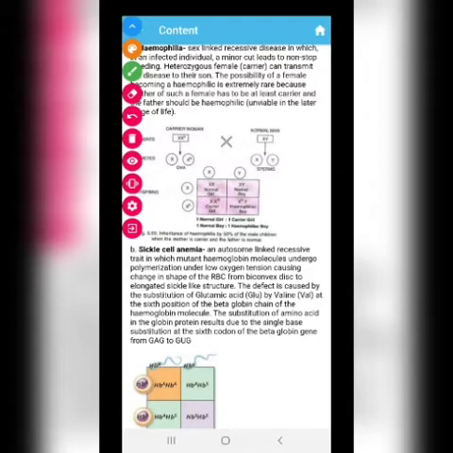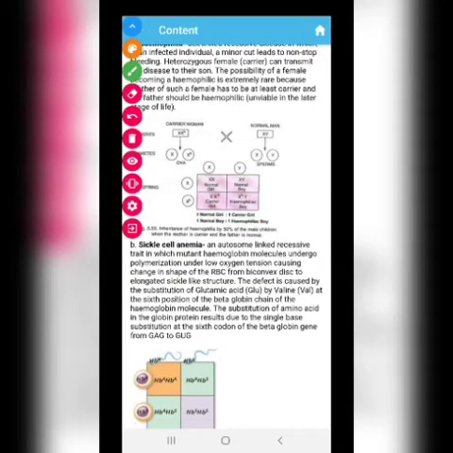One particular amino acid. You know that the protein hemoglobin is a kind of protein, and protein is made up of a chain of amino acids. So in the chain of amino acids, glutamic acid is replaced by valine at the sixth position of the beta globin chain of the hemoglobin molecule. And this substitution of amino acid results due to a single base substitution. Remember, a single base substitution.